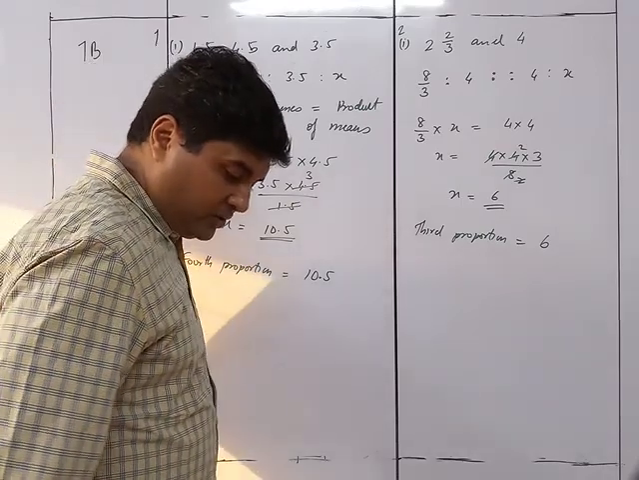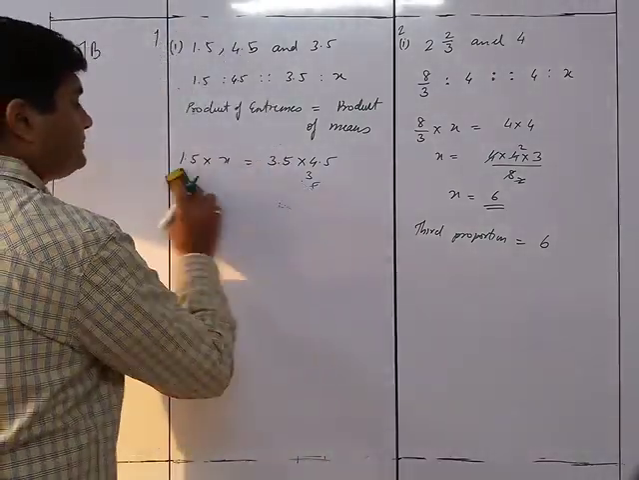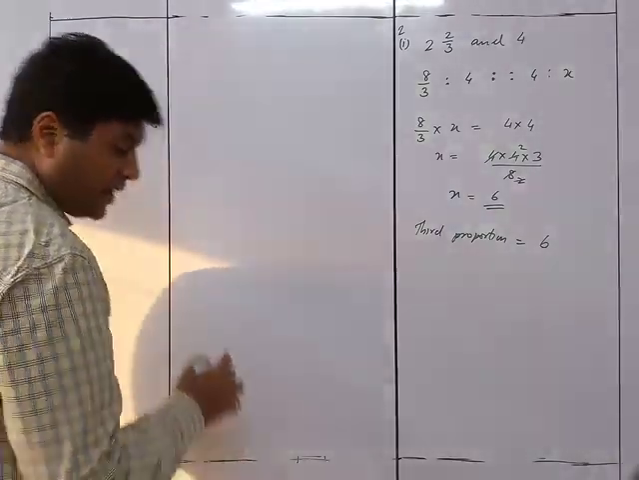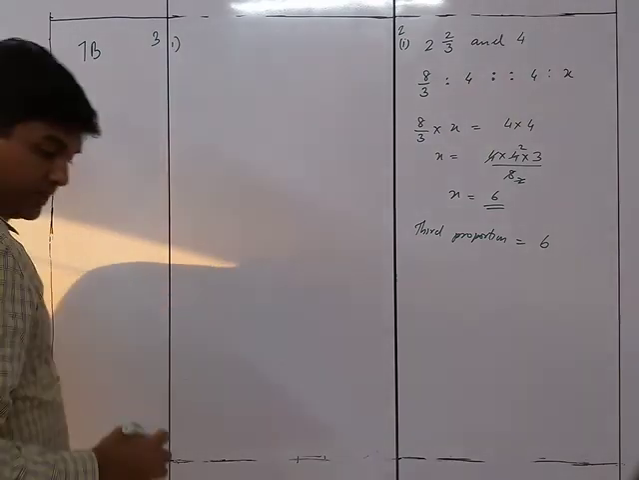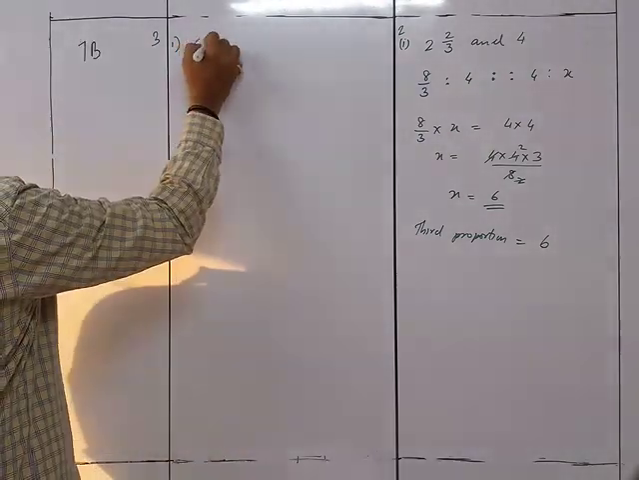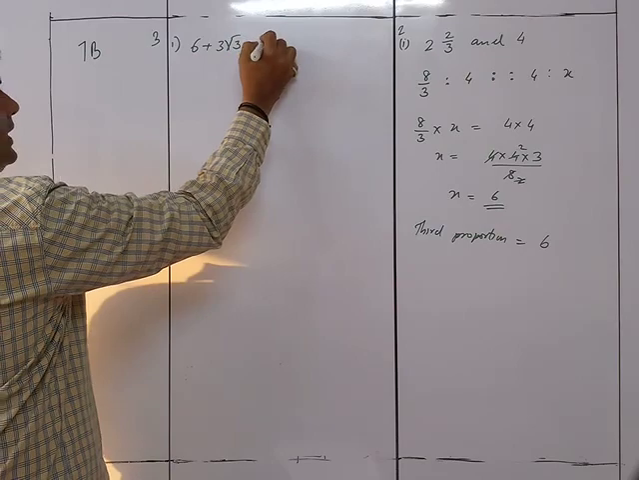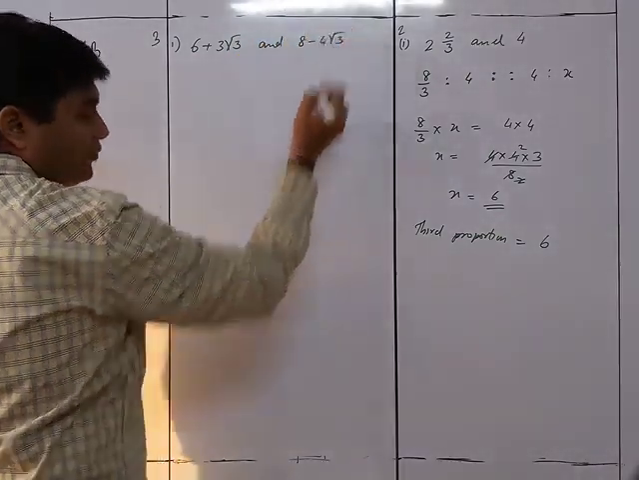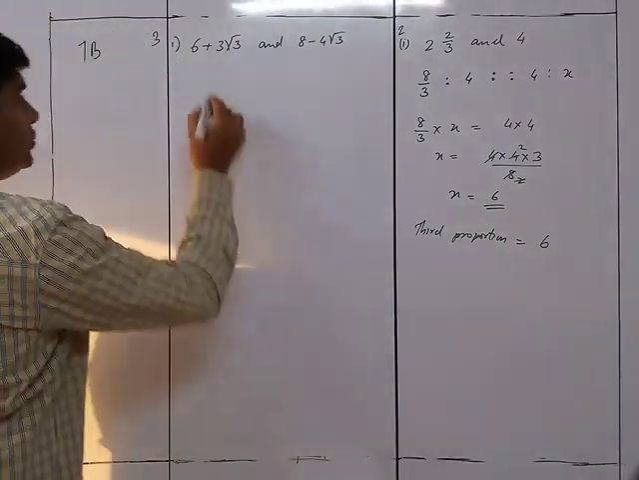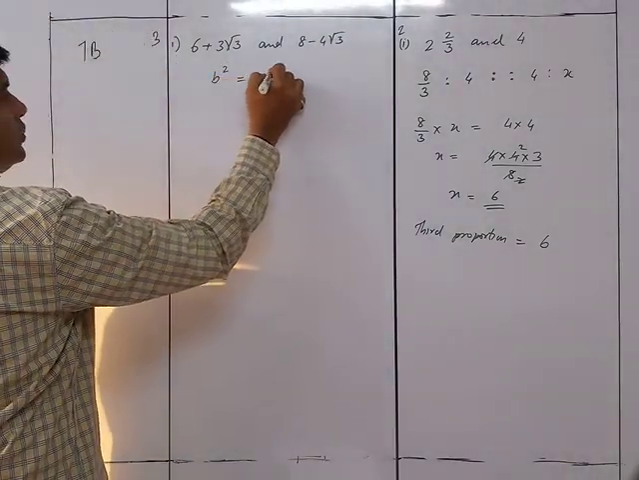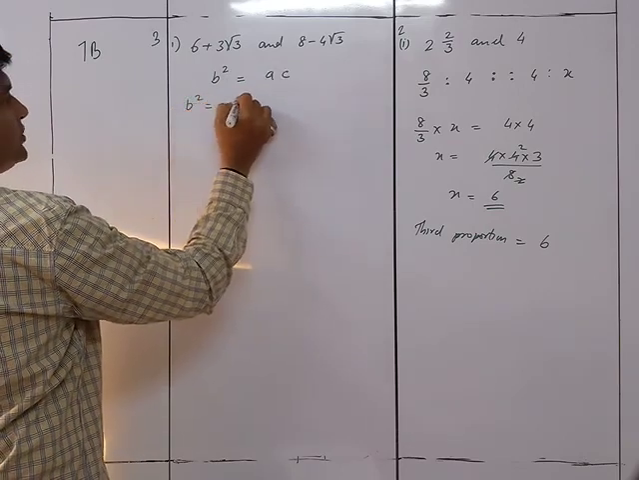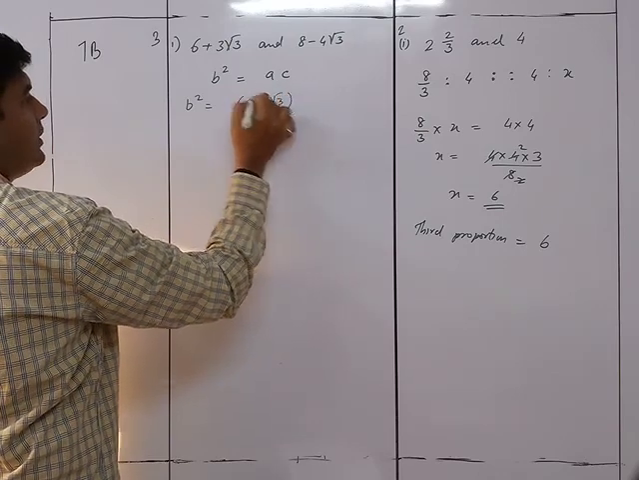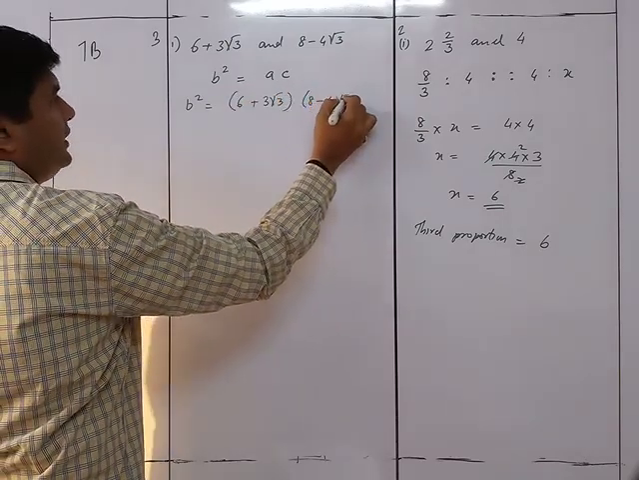We move on to the next one, sum number 3. The first term is 6 plus 3 root 3 and the other is 8 minus 4 root 3. You need to find out the mean proportion. So we know that b square is equal to ac. So b square is equal to 6 plus 3 root 3 into 8 minus 4 root 3.